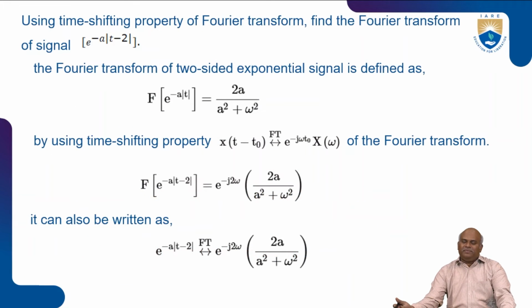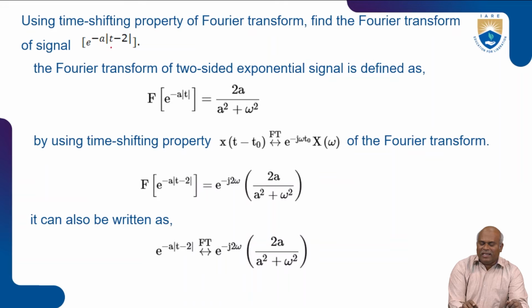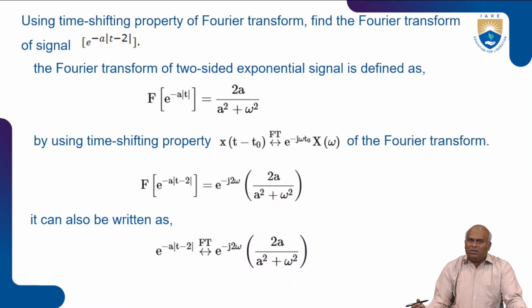Next, based on the time shifting property, let us take an example. Time shifting property of Fourier transform: find the Fourier transform of the given signal e power minus a mod of t minus 2. This mod of t minus 2 means it may be t minus 2 or minus t plus 2.